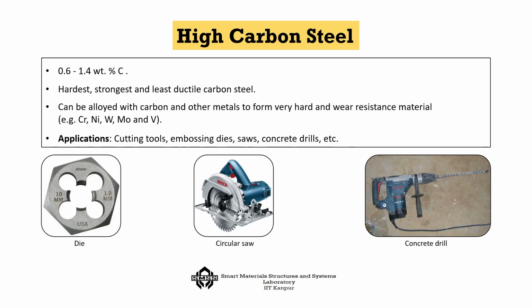Now, if I go to high carbon steel, even higher than this, that is 0.6 to 1.4, then you get the hardest, strongest and least ductile carbon steel, and this can be alloyed with, say, chromium, nickel, tungsten, molybdenum and vanadium, and then this will have applications in terms of cutting tools, embossing dies, saws, concrete drills, etc. Okay. So, that is about the high carbon steel.